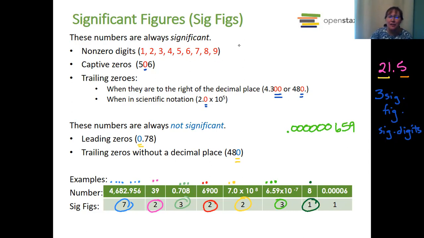Now, this is where things get tricky, I think. Here you have 0.00006. You could write this in scientific notation. When you were looking at these, none of these first zeros were significant. None of these first zeros are significant either. So in this case, the 6 is the only one that's significant, one significant figure.